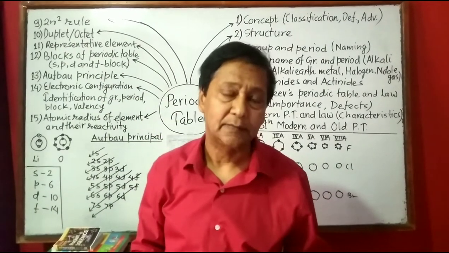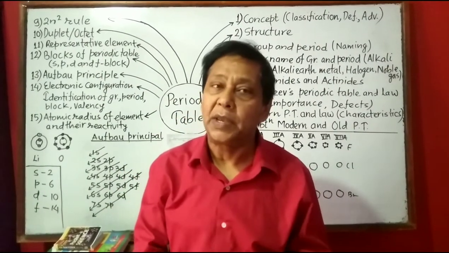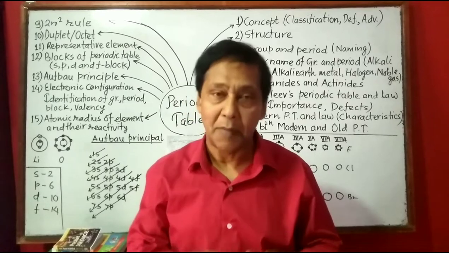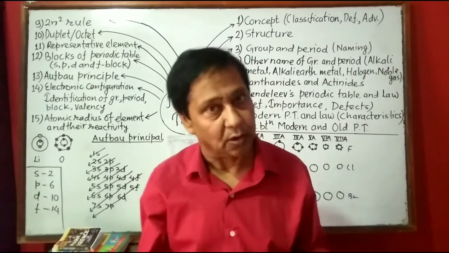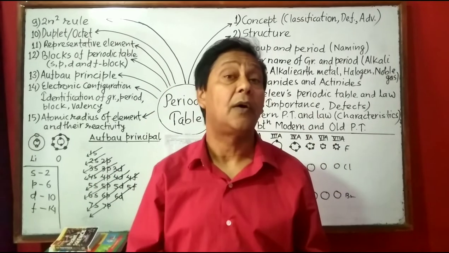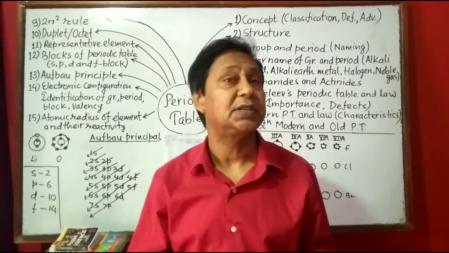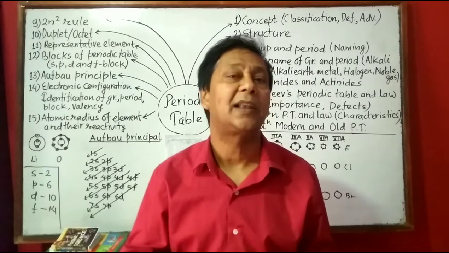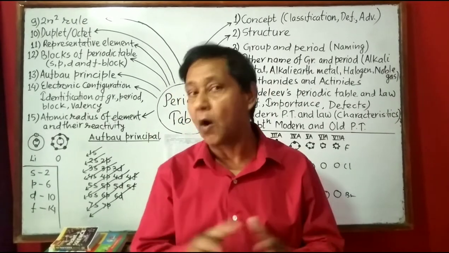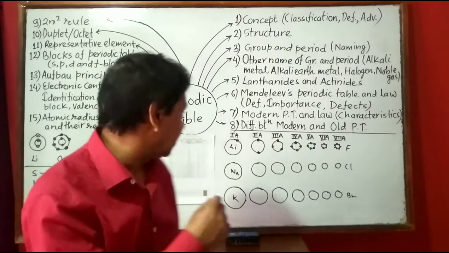What is duplet? The condition of elements having capacity to hold maximum 2 electrons in the outermost shell of their atom is called duplet. But the condition of elements having capacity to hold maximum 8 electrons in the outermost shell of their atom is called octet. Now I want to show with example.